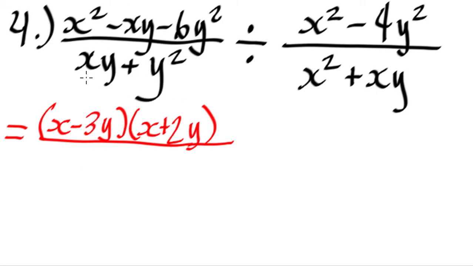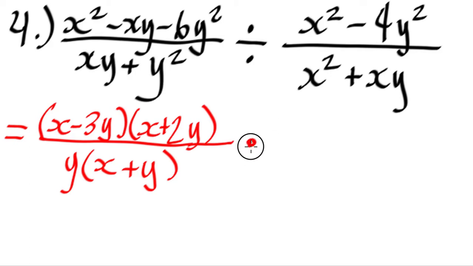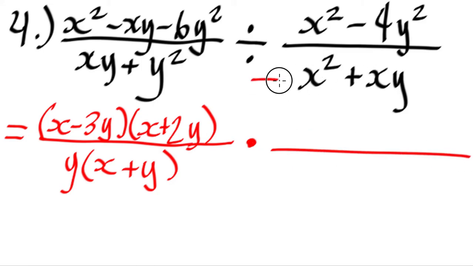In the denominator, we can see a common factor, which is y. We can get that y out, so it will look like y times x plus y. Okay, y times x plus y. And then let's flip the operation: keep, flip, change. And as we flip, this will be our new numerator, and this will be our denominator.